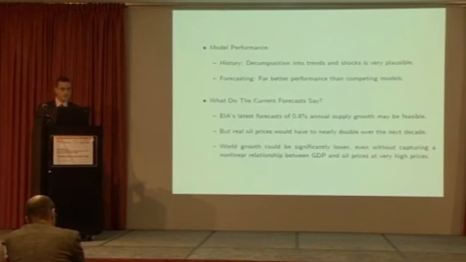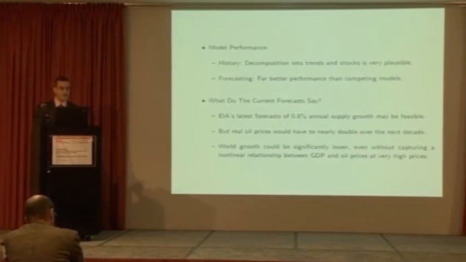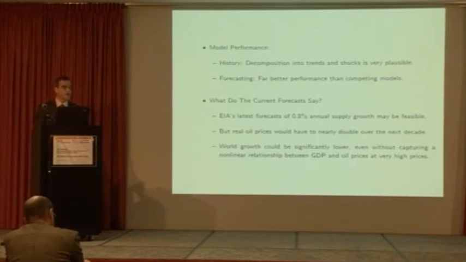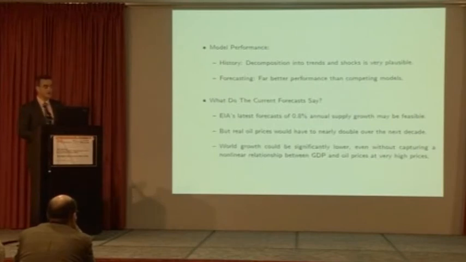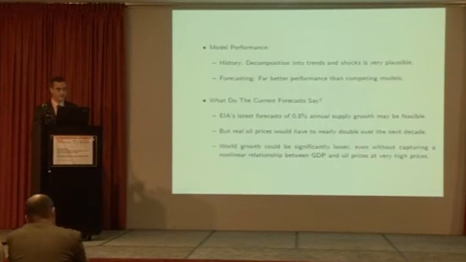The performance of this model delivers a very nice decomposition of history. What were the shocks that caused the observed history of oil prices and quantities? And the forecasting performance is far better than competing models. What do our forecasts say? The EIA, the US Energy Information Administration, forecasts 0.8% annual supply growth. That's the most recent one that I saw, roughly.